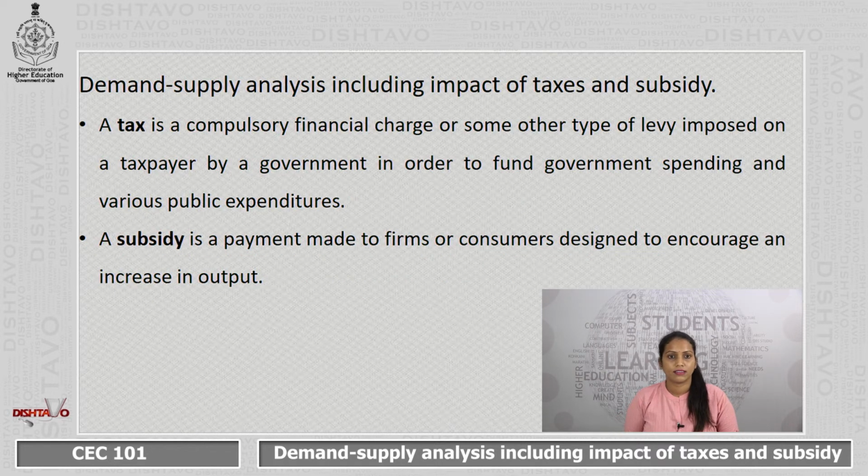So starting with tax, the meaning of tax. A tax is a compulsory financial charge or some other type of levy which has been imposed by the government on a firm or on an individual with the motive to fund government spending and various public expenditures. Whereas a subsidy is a payment made to firms or consumers designed to encourage them to do certain activities. For example, for a firm, a subsidy is given in order to encourage them to increase the production of output.